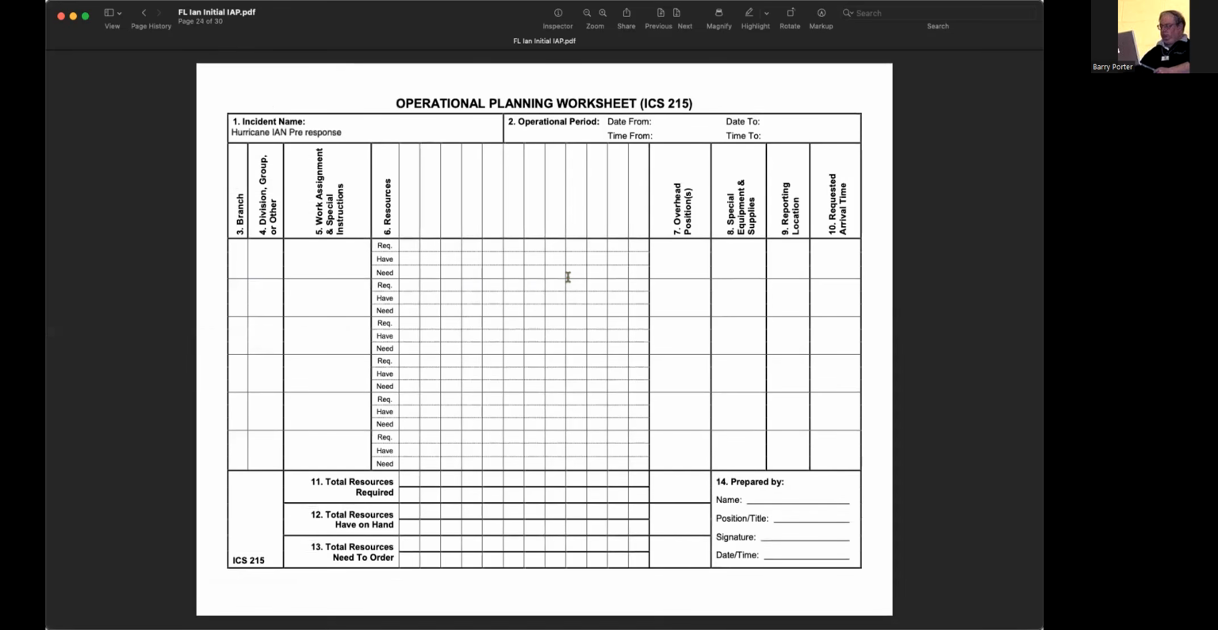This next one is an ICS 215. It's an operational planning worksheet. It helps plan out the operation. It's by work assignments, specific instructions, what resources, whether you require them, have the resource, or need the resource, the periods used, special equipment, position locations, and required arrival time if it's coming. And it's total resources required, total you have on hand, and total needed to order.